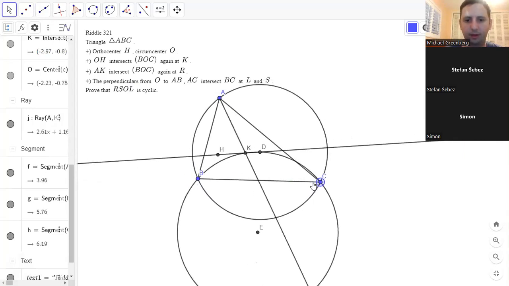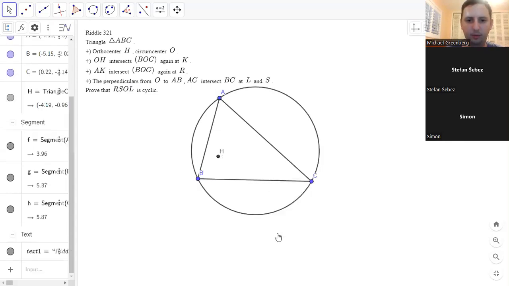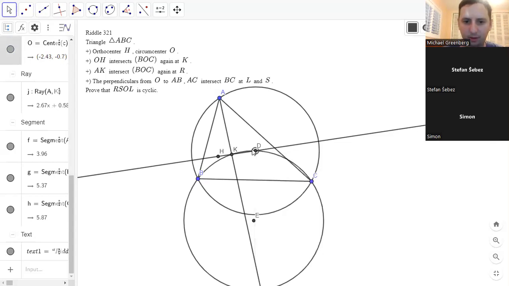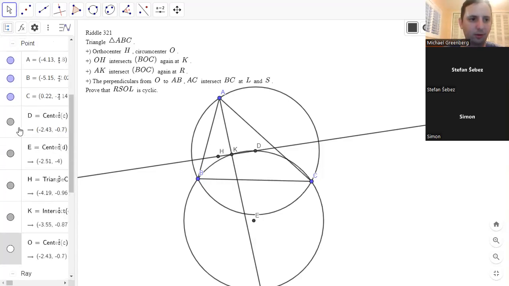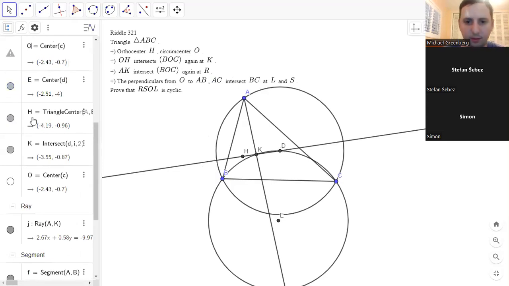Oh, whoops. Let me just see what happened. Okay, so I must have renamed this D accidentally. Oh, here it says 0.0. What's going on here? What if I hide D? Let's try this. Let's see. All right.